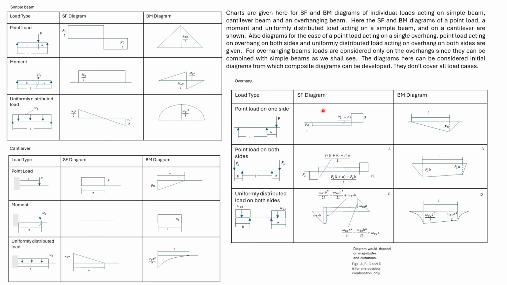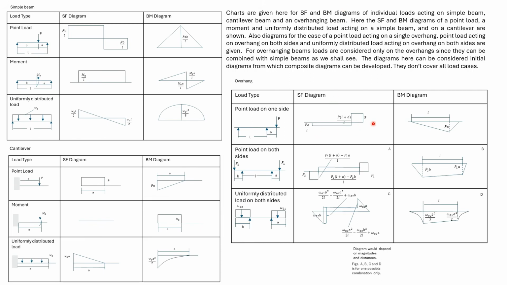We consider loads only acting on the overhang and not in the intermediate span. This is because the intermediate span can be considered as a simple beam, and we can superimpose the shear force and the bending moment diagrams. So here we have a load P acting on the right overhang.